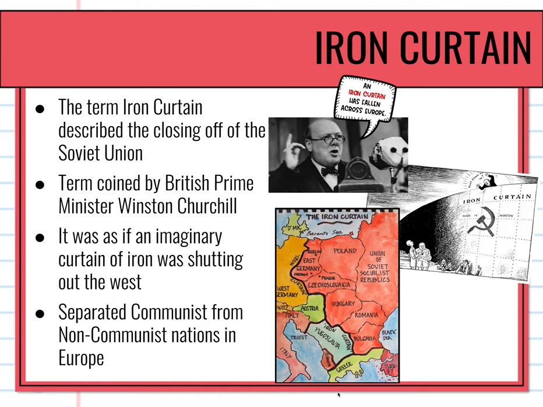As you can see in the diagram here, this little hand-drawn map, that thick black line is going to be your Iron Curtain. So it's separating nations like Yugoslavia, Austria, West Germany from East Germany, Czechoslovakia, Hungary, Romania, Bulgaria, obviously the Soviet Union, and Poland.